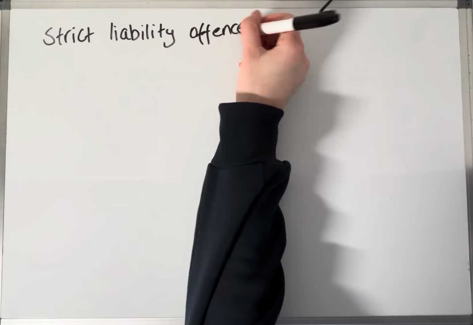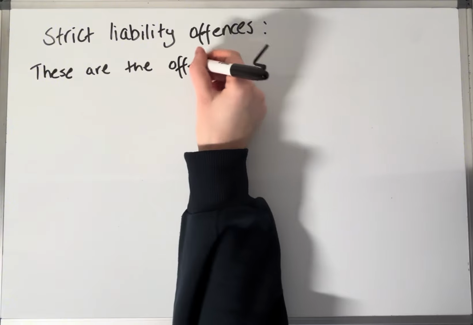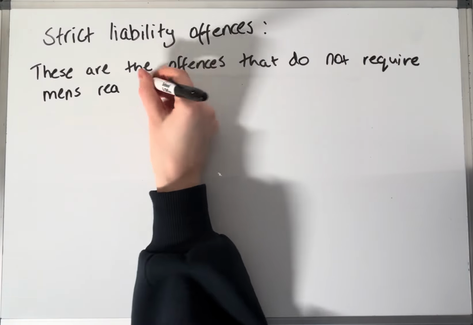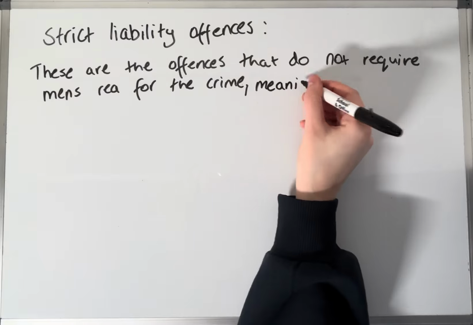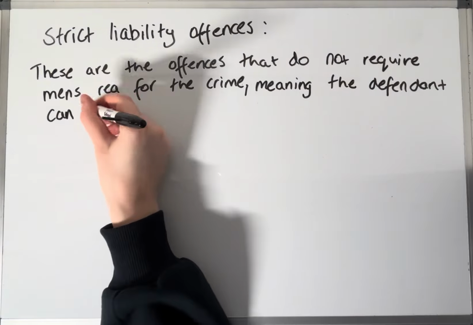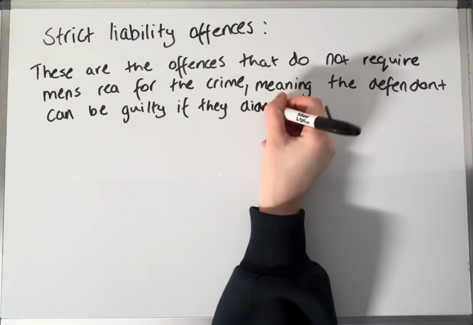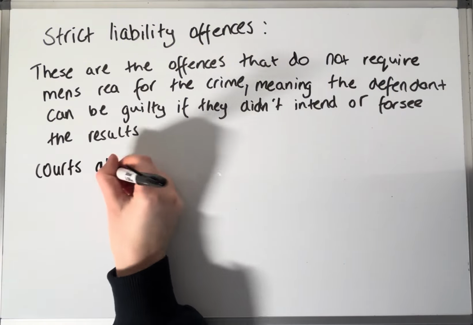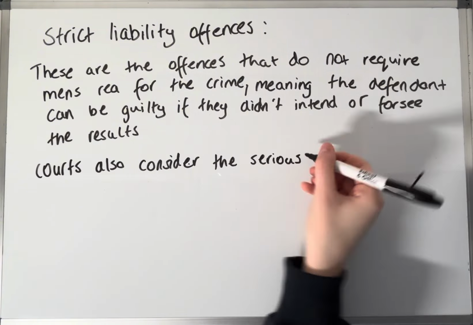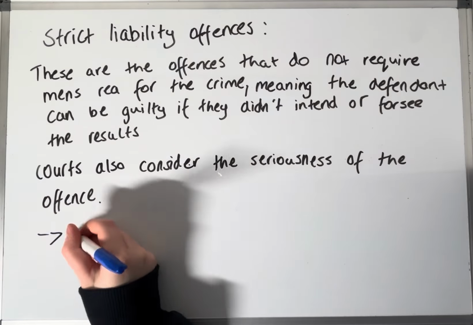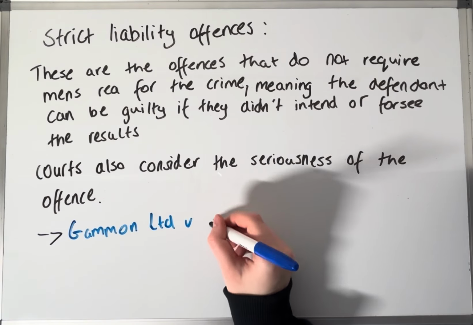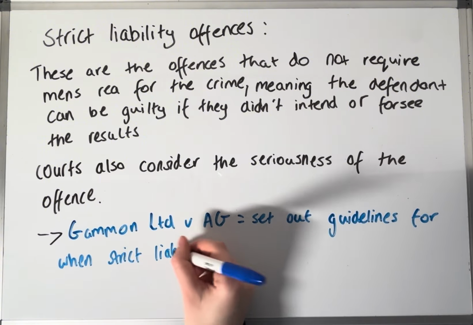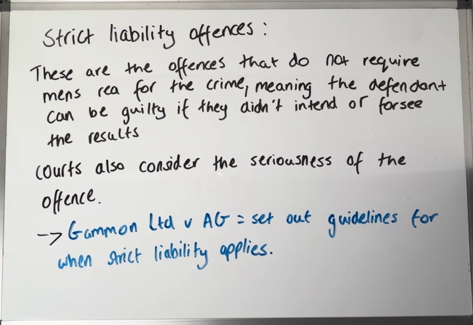Now, we briefly touched on this, but strict liability offences are offences that do not require mens rea, and this means that the defendant can be guilty even if they didn't mean to do the risk or they didn't foresee it. Courts also have to consider the seriousness of the offence. In Gammon Ltd v AG, they set out guidelines for when strict liability applies.